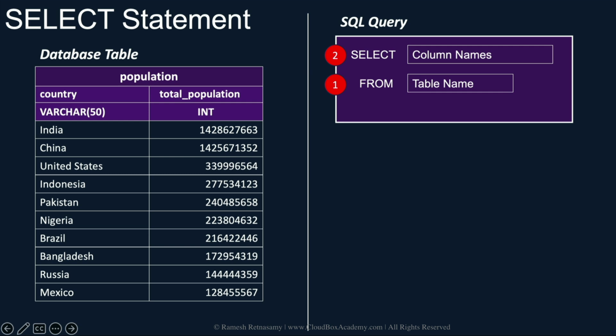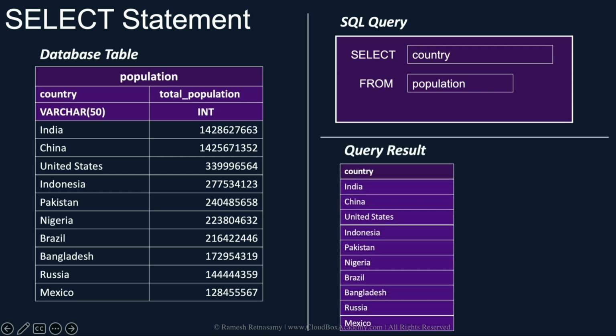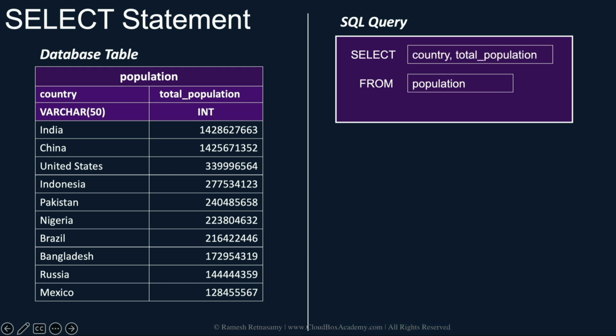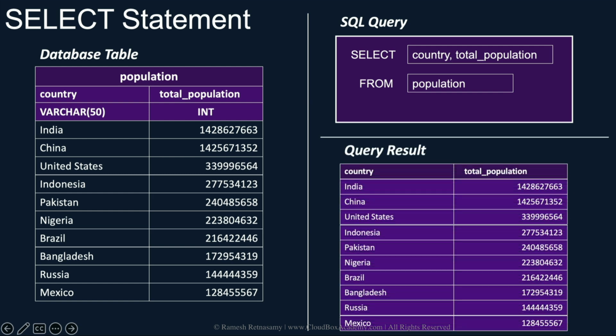As we know, we want to select the data from the population table. So let's replace the table name with population. And we know this table has 2 columns, country and total population. Let's assume that we just want to get the list of countries. In this case, we just need to replace the column name as country in the select clause, as you can see here. Executing this query would result with a list of country names as shown here. If we also want to get the total population, we just have to add total population to the column list. But please remember to separate the column names with a comma. The result of this query would look like this.